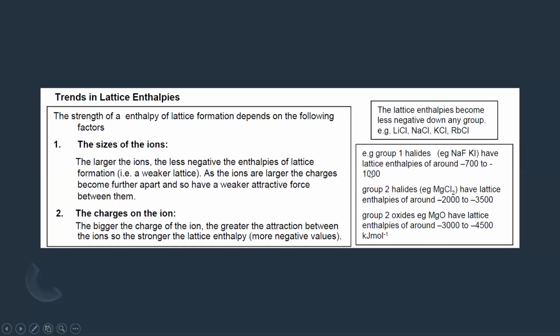Any question related to the class today? We will discuss theoretical and practical lattice energies in the next session. Any question or doubt related to the class today?